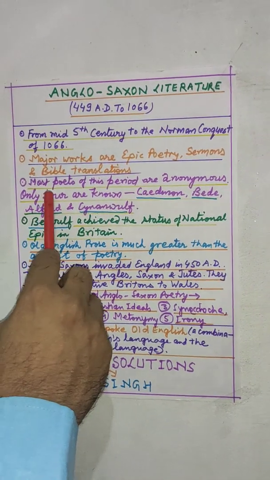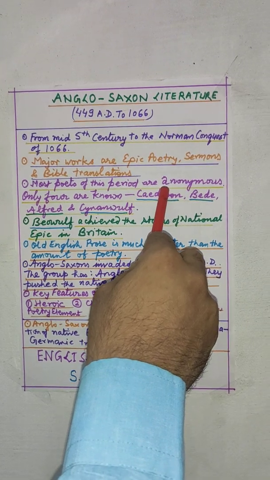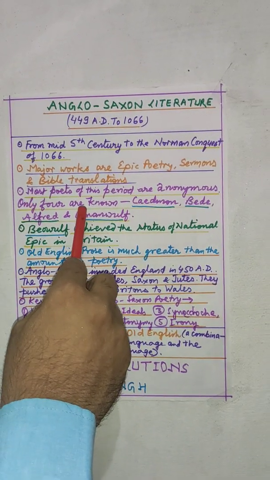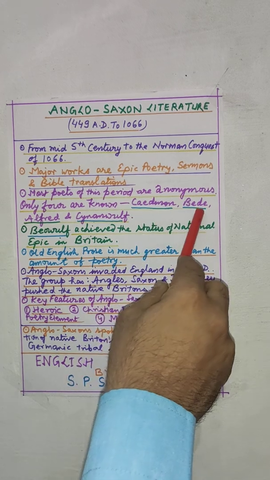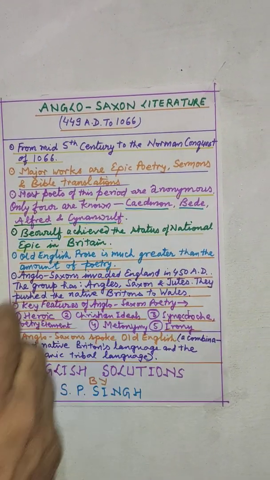One feature you have to notice is that Anglo-Saxon literature is mostly of heroic types. Most poets of this period are anonymous, meaning their names are not declared. Only 4 names are known. They are Caedmon, Bede, Alfred and Cynewulf. So these 4 names you have to remember.